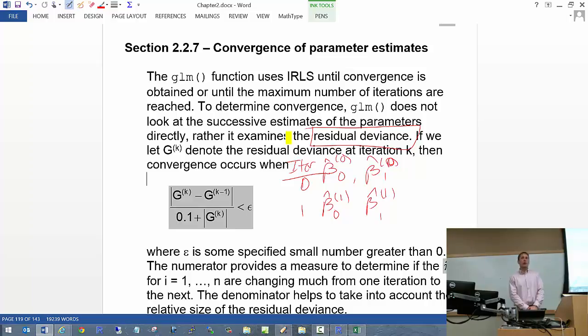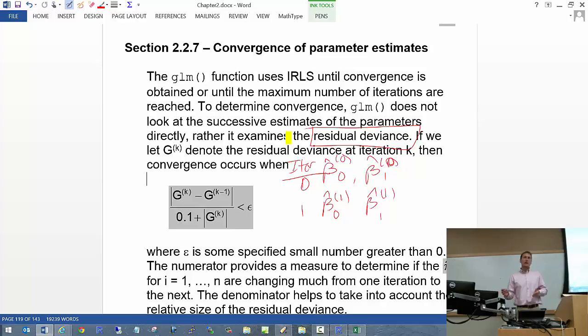Not the model with no parameters. The saturated model. So it's the model of interest compared to the saturated model, which has, let's say, as many parameters as possible. That's what the residual deviance compares. And it does the comparison through a likelihood ratio test, the -2 log lambda.